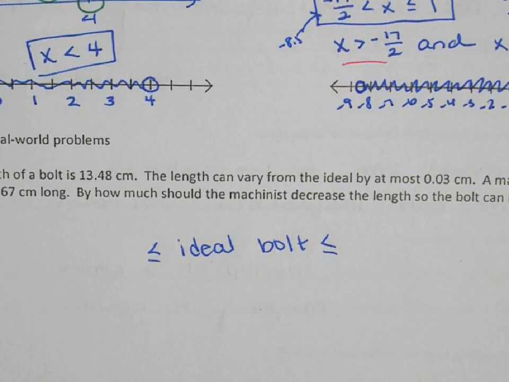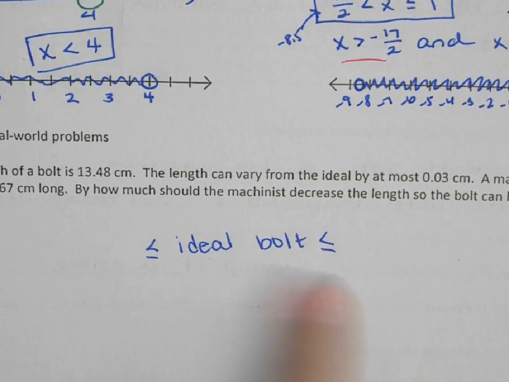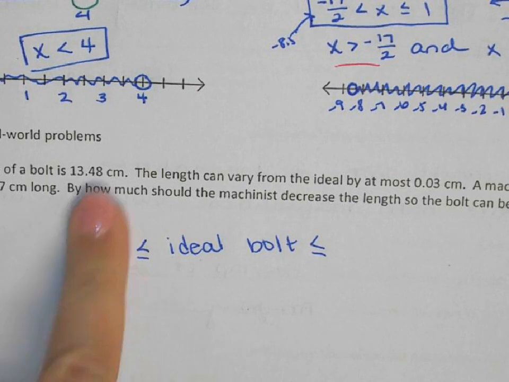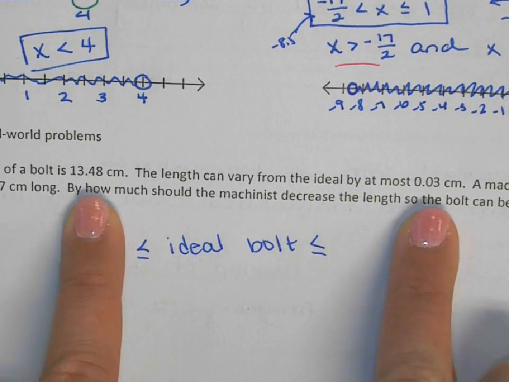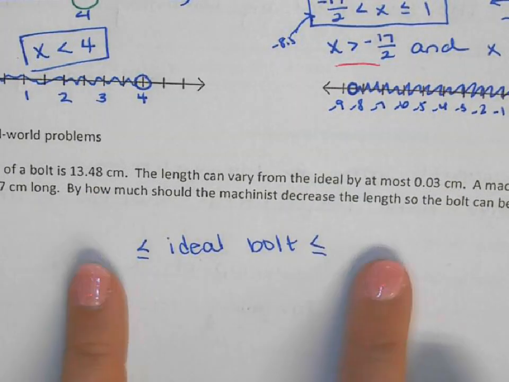So the ideal bolt is in between these two values. So I'm going to write it as an and because I know that it's between. I'm going to write the ideal bolt is between. What's the smaller end going to be? If it has to be 13.48, but it can be more or less by 0.03, we have to figure out what the maximum and minimum that it could be is.